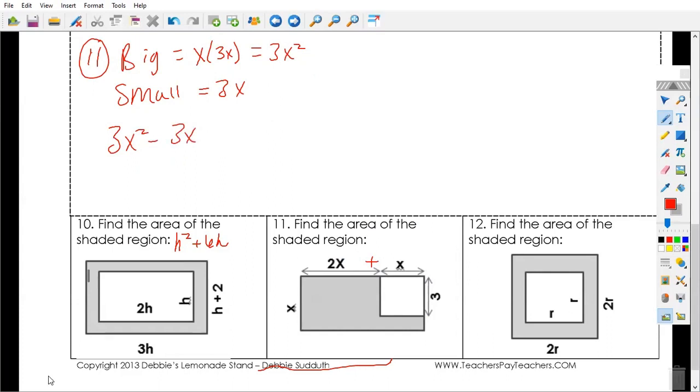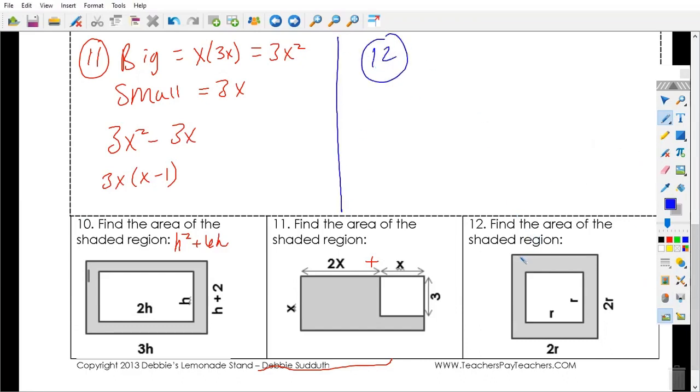The only other thing you could do is that most mathematicians would like to simplify this. And so if I wanted to simplify this, I would just factor out 3x. And that's all you can do. There's not much else you can do, because do we know the value of x? No. Nope. All right. Let's go on to 12.